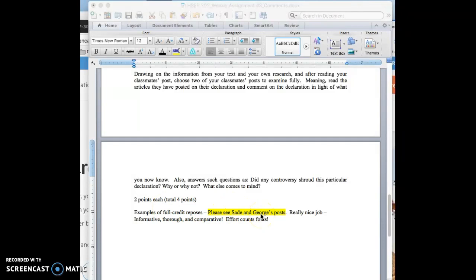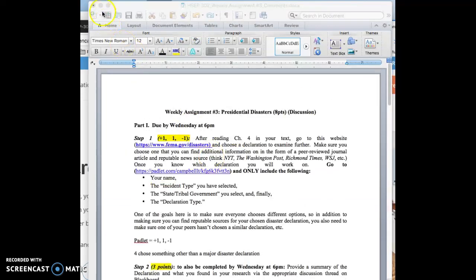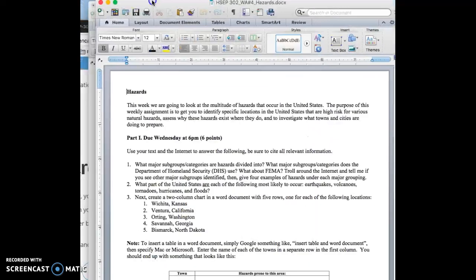And so if you have questions about your grade, which are now posted, you might want to check out those 2 for where the bar was. So there's that. It's weekly assignment number 3. I'm going to go over, let's pull this one in here.